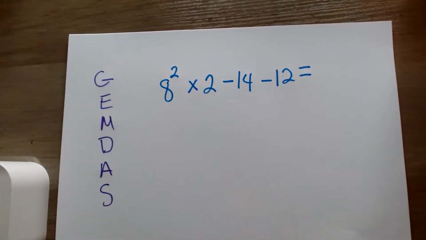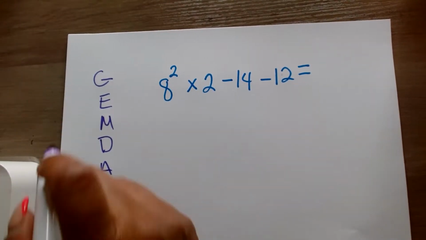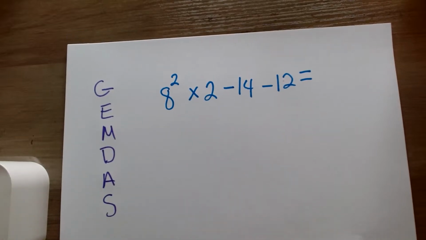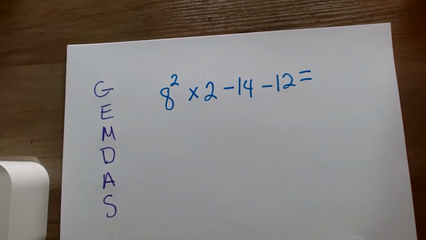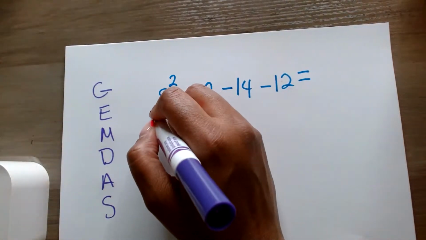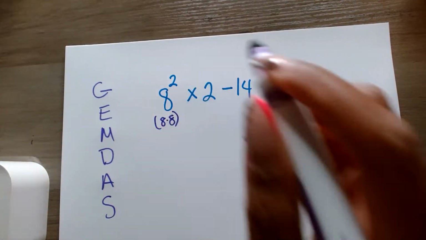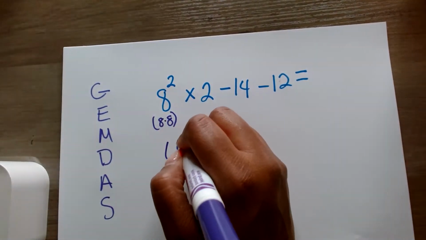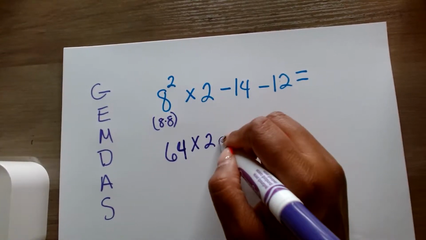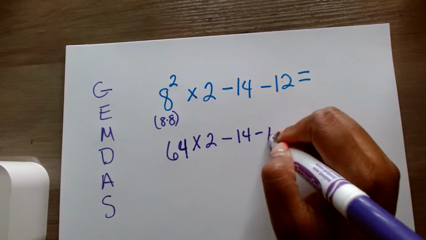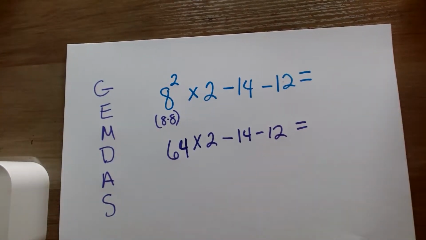This time we don't have any groupings, so we're not going to start there. But we do have exponents. We have 8 squared. So 8 squared is 64 because it's really 8 times 8, just so that you know. So we get 64 times 2 minus 14 minus 12 equals. All right, that's what we're looking for.